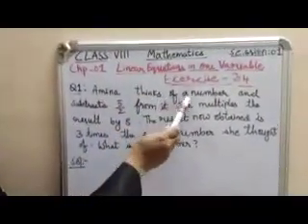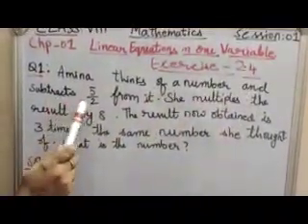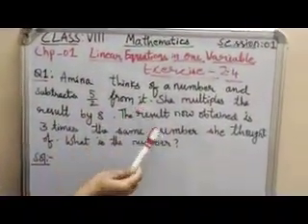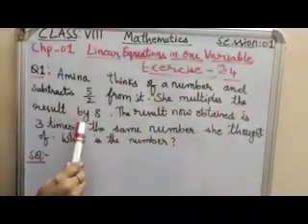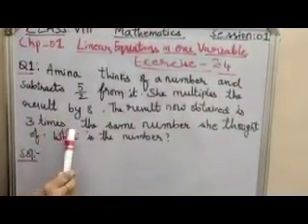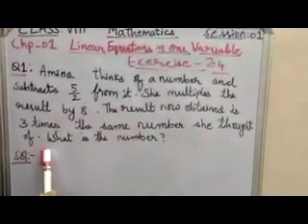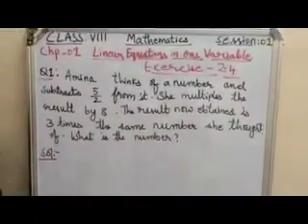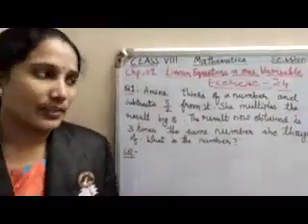Amina thinks of a number and subtracts 5 upon 2 from it. She multiplies the result by 8. The result now obtained is 3 times the same number she thought of. What is the number? Read the question thoroughly.